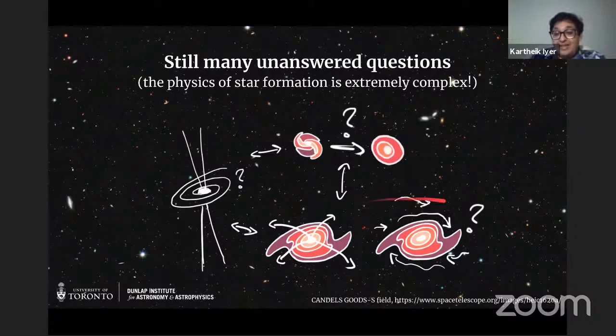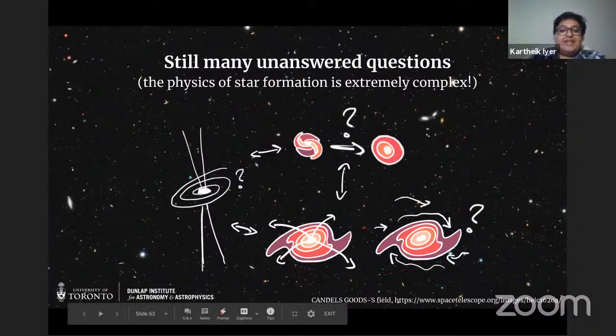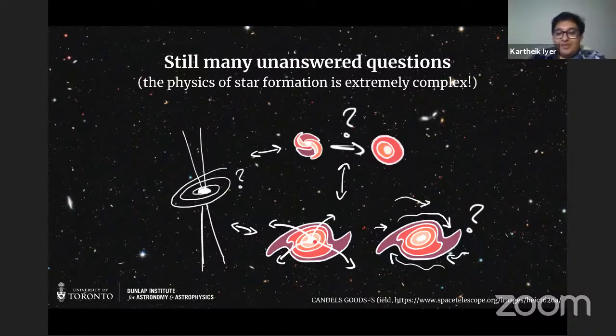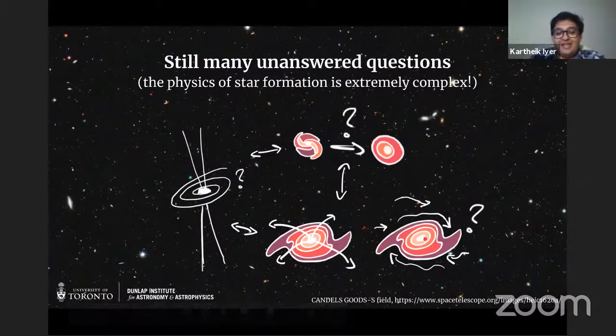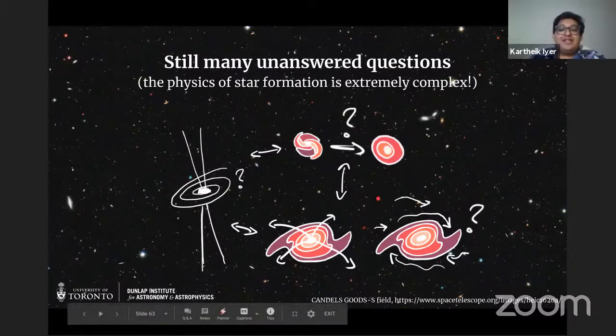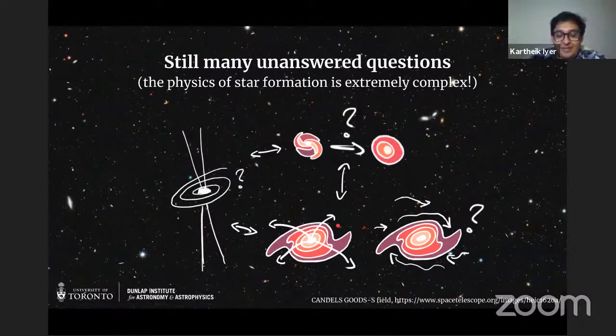A third unanswered question is whether galaxies grow and stop forming stars in a manner that starts on the inside and goes outward, or whether it starts on the outer edges and gradually goes in. These inside-out versus outside-in scenarios are poorly constrained, in part because we don't have the resolution, but also because there are very varying predictions from the different theoretical models we currently have.